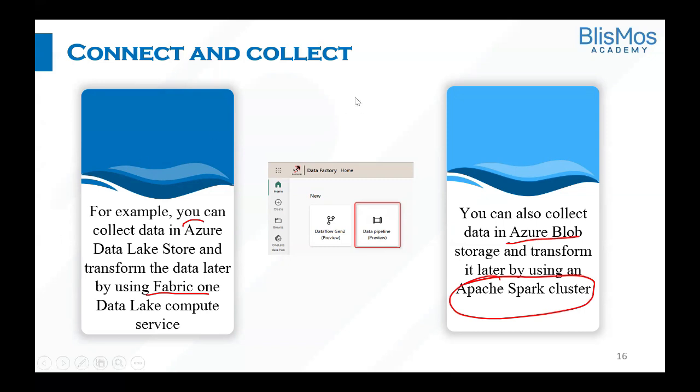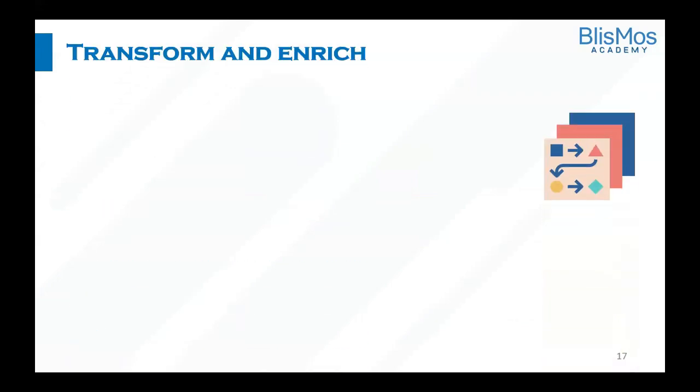So how many steps are there? Four. Which are those? Connect and collect, transform, publish and monitor. Transform and enrich. Okay. Now that we understood the connect and collect, what is the next step, Malini? Transform and enrich. Okay. So what is the transformation? I mean, this transformation is coming again and again. What is the transformation, Malini?